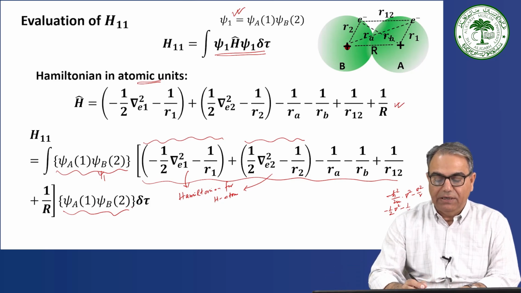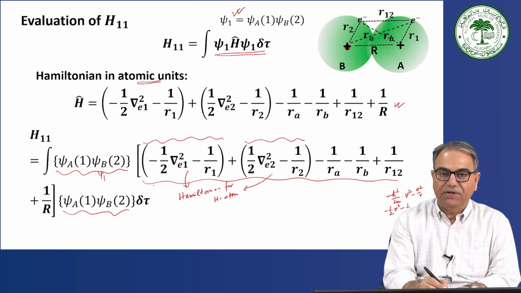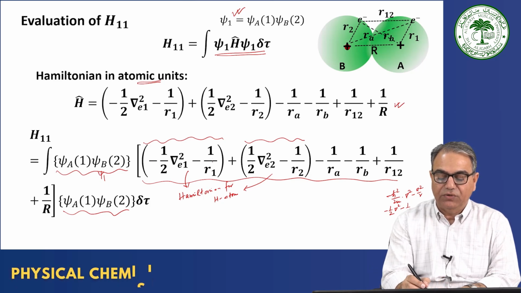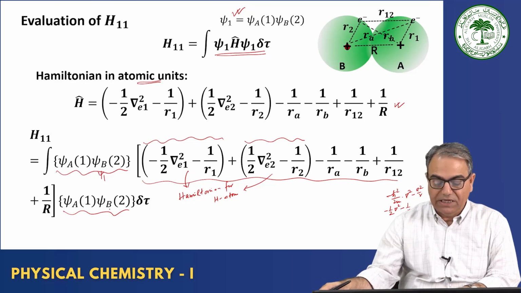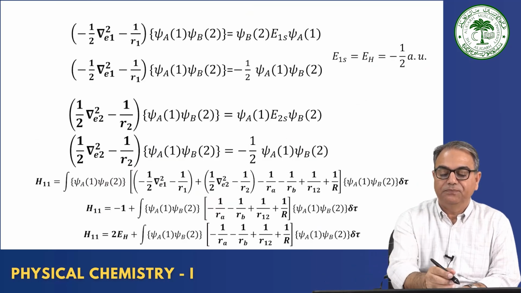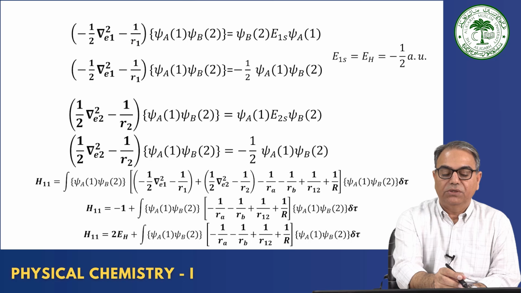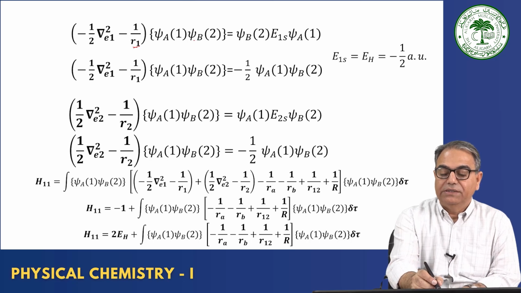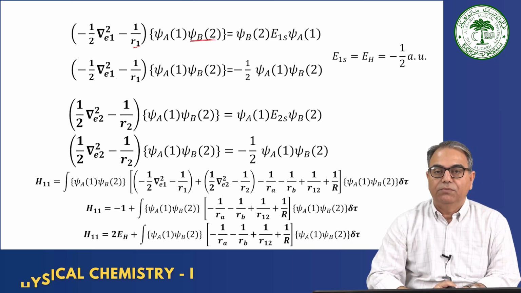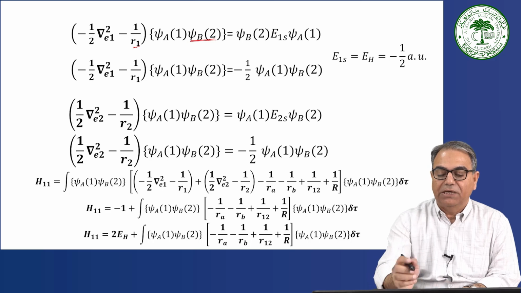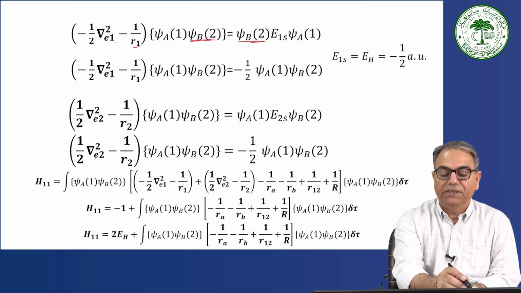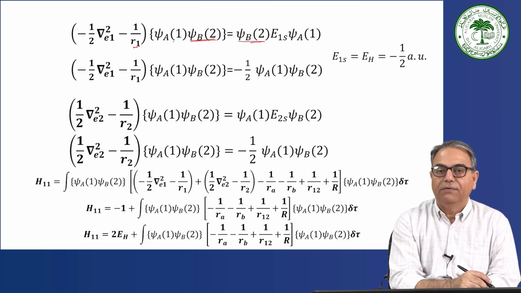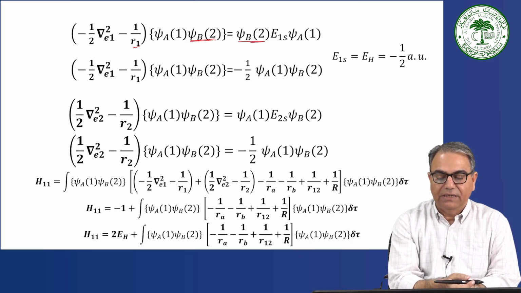I will do it separately for the first operator, minus half del square minus 1 by r1, on psi a1 psi b2. If you operate this, what do you get? Your equation should be like this one. Now this is an r1. There will be no effect on psi b2 because psi b2 will remain constant. So psi b2 comes out, and when you operate with the Hamiltonian on the psi a1 function, you get the EH value, the energy of the hydrogen atom, and the psi value.